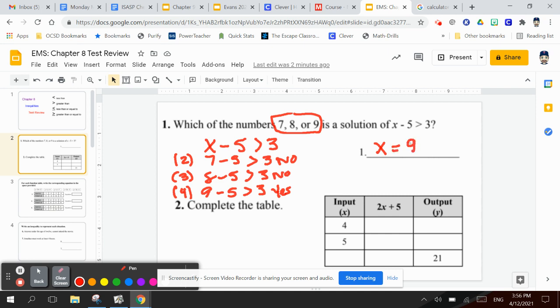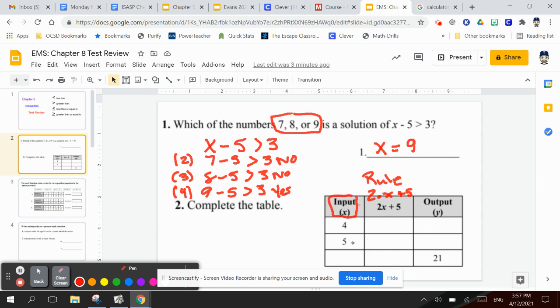When I look at example 2, it says to complete the table. So this is my x value, here's my y value, here's my rule. My rule says 2x plus 5. Anytime I have a number and a variable side by side, that tells me to multiply. So I have 2 times x plus 5. So here's my x numbers.